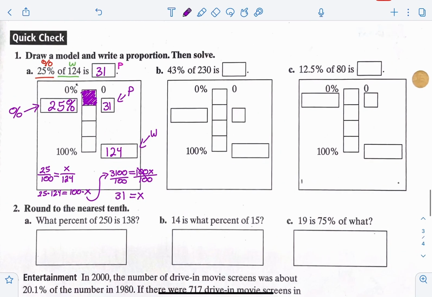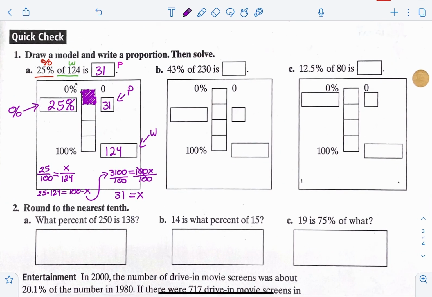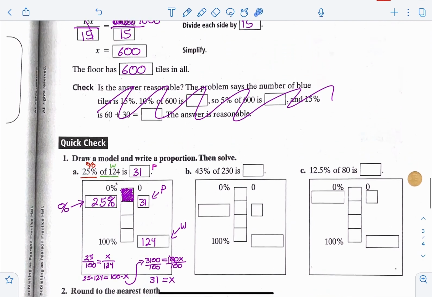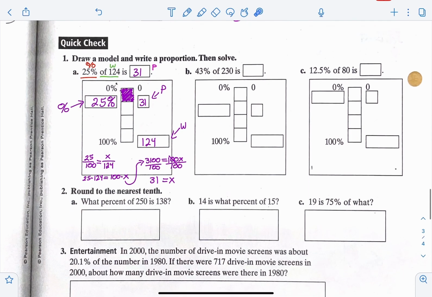Okay, so let's go ahead and try B and C on our own with the video paused, and then we'll come back and solve them together. If you need more room, you can always go and write up here. And then just make sure you do your image down here. All right, pause your video and do those, and then we'll come back together.